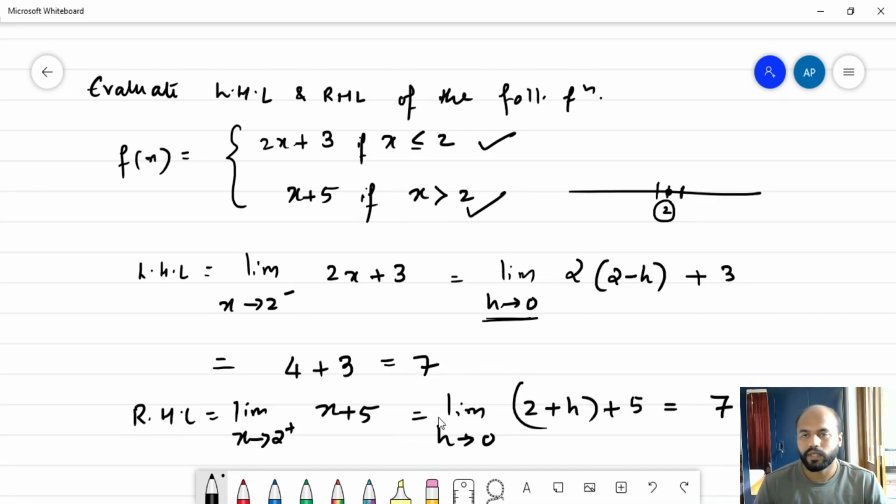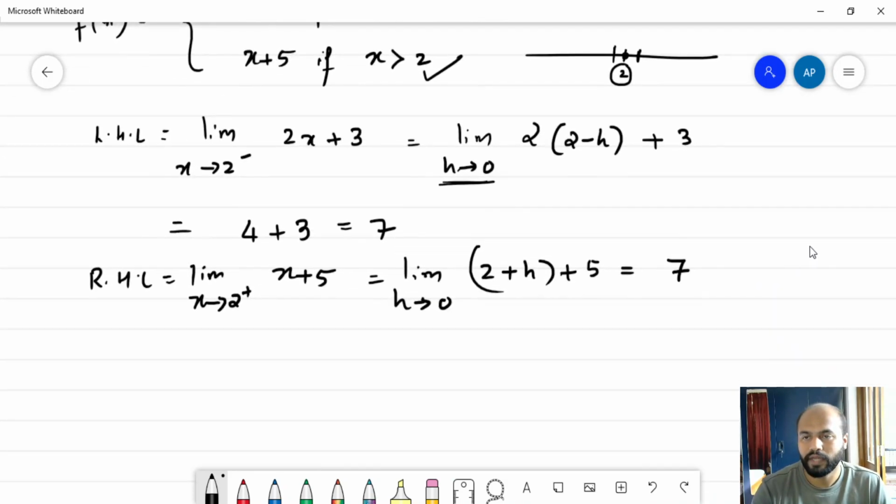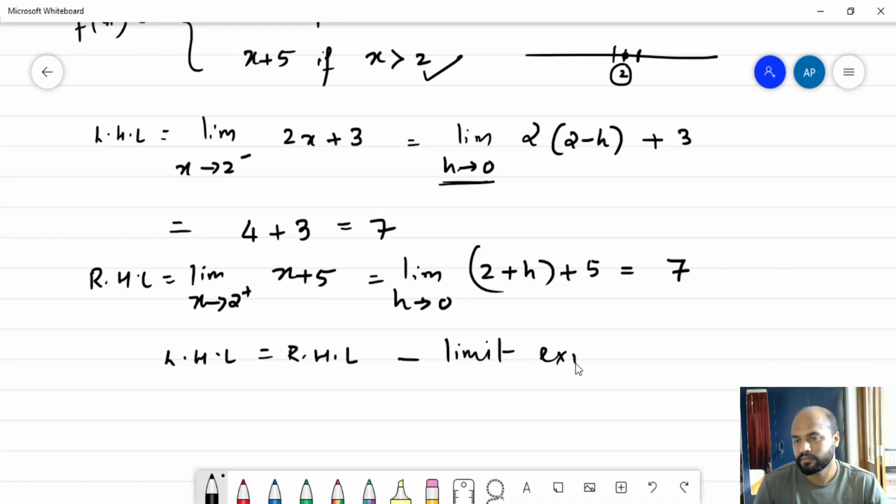So clearly you can see that LHL and RHL both have the same value, and since LHL is equal to RHL, we can conclude that the limit exists. Not only that, the value of the limit is 7. That is the answer to this question.